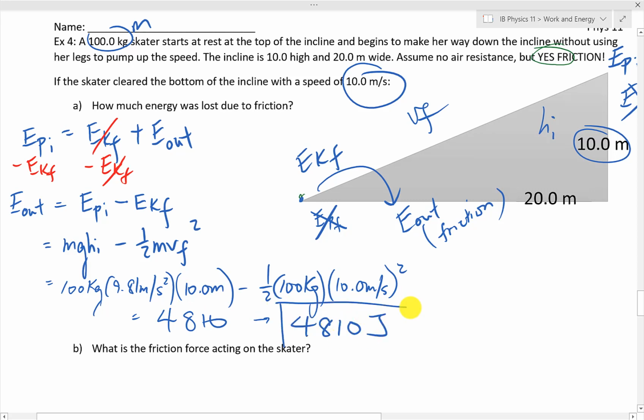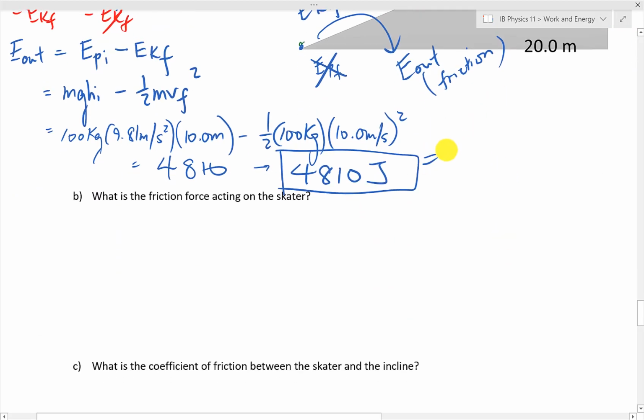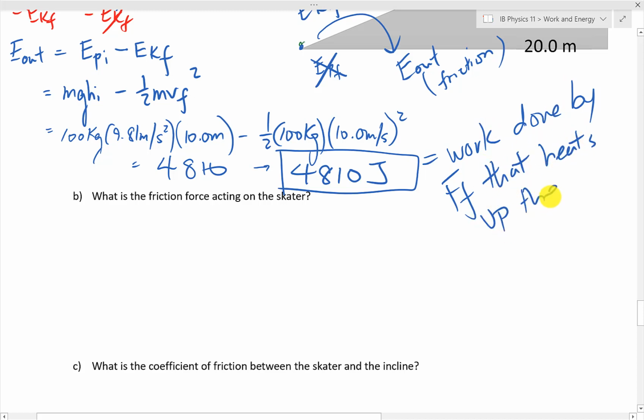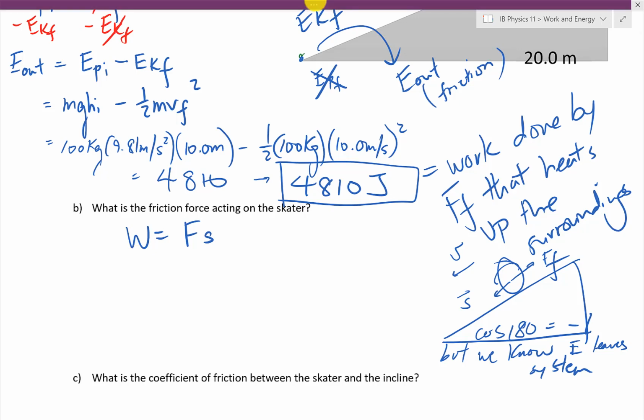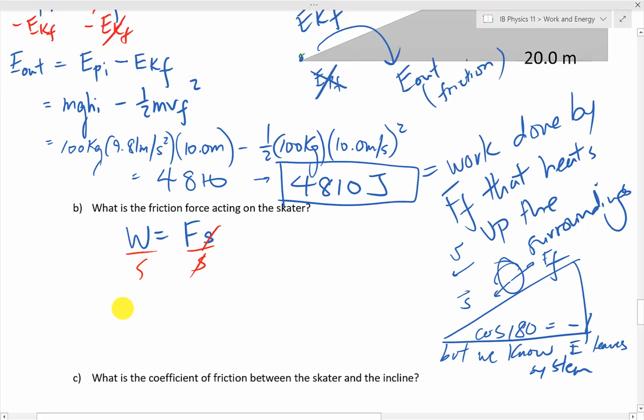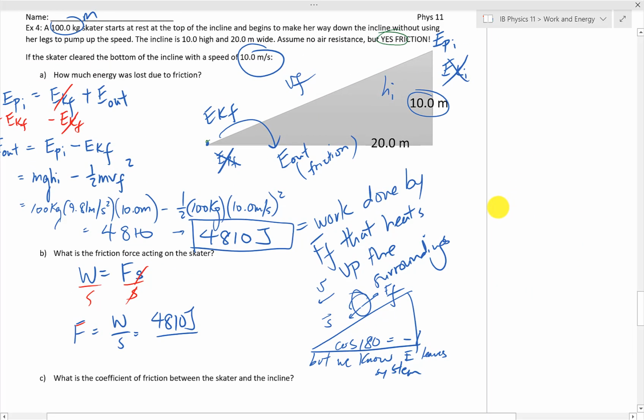Now we're going to do question B, which is finding the friction force acting on the skater. And we know that this energy loss is the work that is done by friction that's being taken away from our system, and which it will heat up the surroundings, including the wheels and the incline there. So we know work is force times displacement. We just need to check if the force and displacement are along the same direction. And based on our free body diagram, they are opposite in direction, but since cosine 180 is just -1, and the minus sign is just going to give us the negative direction for our friction, we can just go ahead with that, in which the work done is just the energy loss, 4,810 joules.